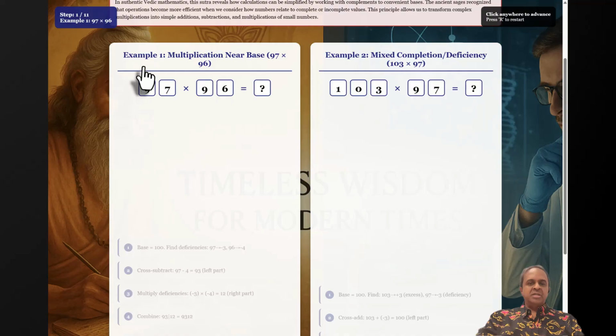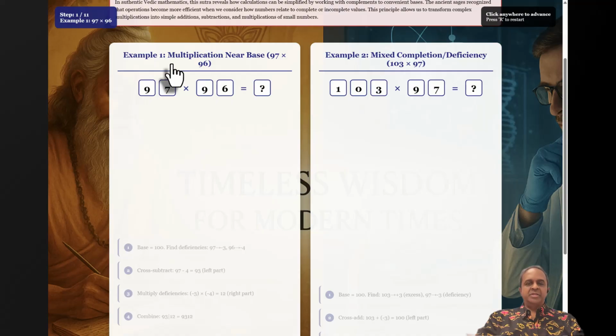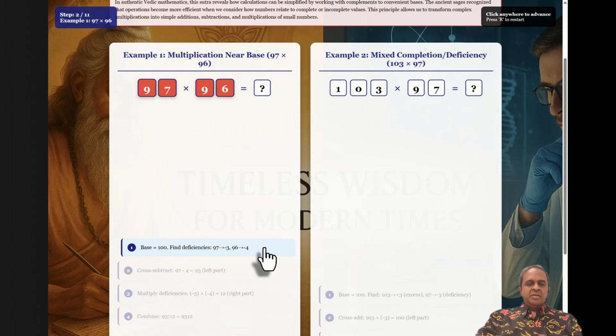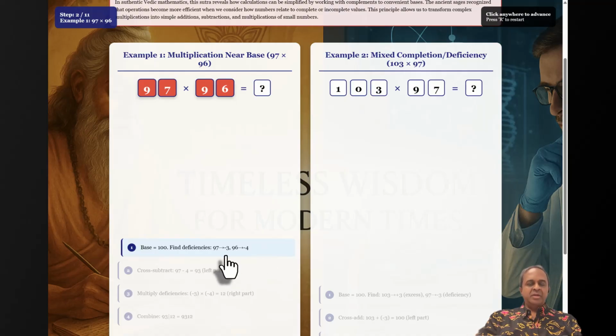Okay, so let's look at the first example, a multiplication near base, which is 97 times 96, right? If you look at step one, both are close to 100, so it's base 100. The first thing you do is find the deficiency from base 100. For the first one, 97, the deficiency is minus 3, it's 3 less. And for 96, the deficiency is negative 4.